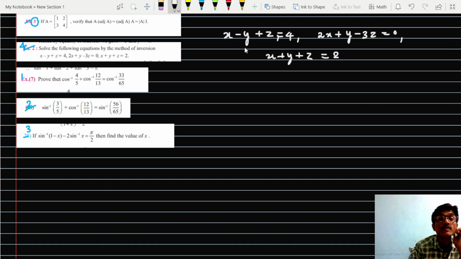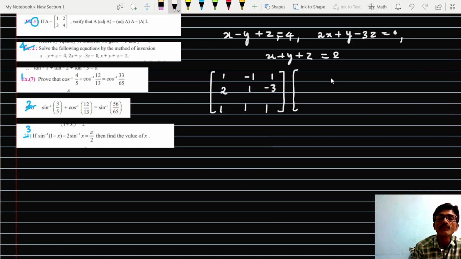So x minus y plus z is equal to 4, 2x plus y minus 3z equal to 0, x plus y plus z is equal to 2. We solve these equations by method of inversion. First of all you put these equations in matrix form. So in matrix form this will come as 1 minus 1 1, the second equation is 2 1 minus 3, and the third equation is 1 1 1.